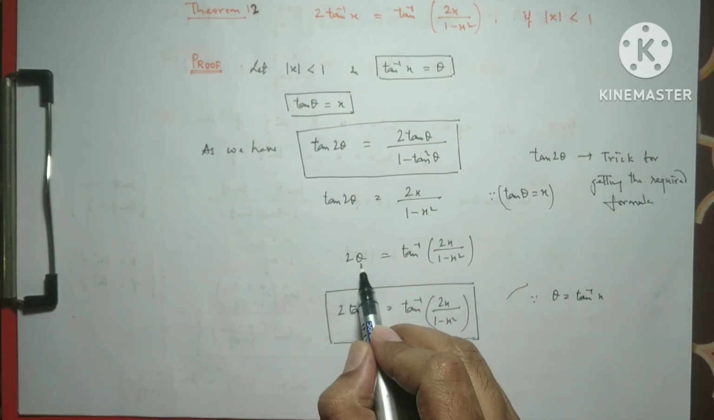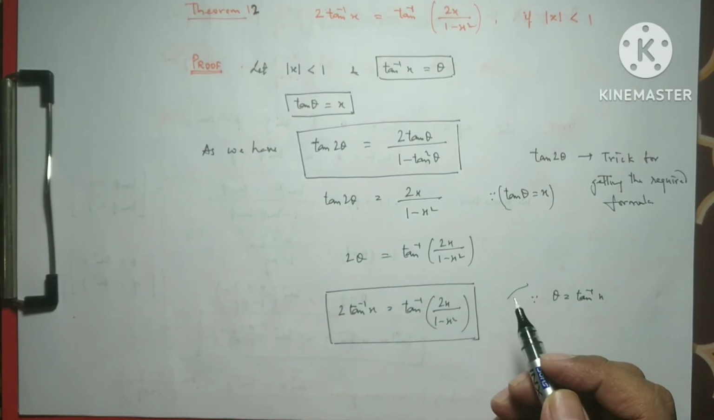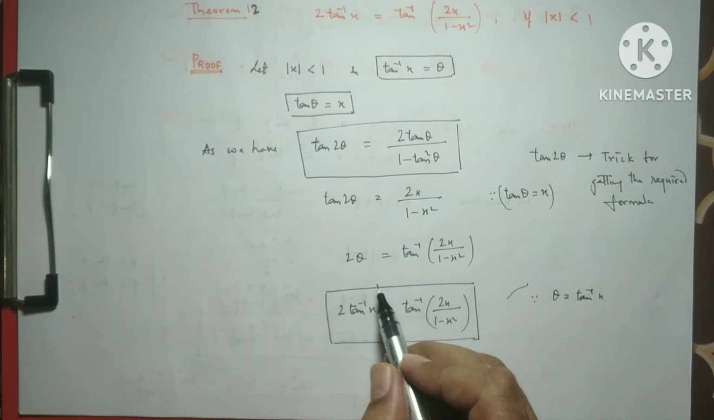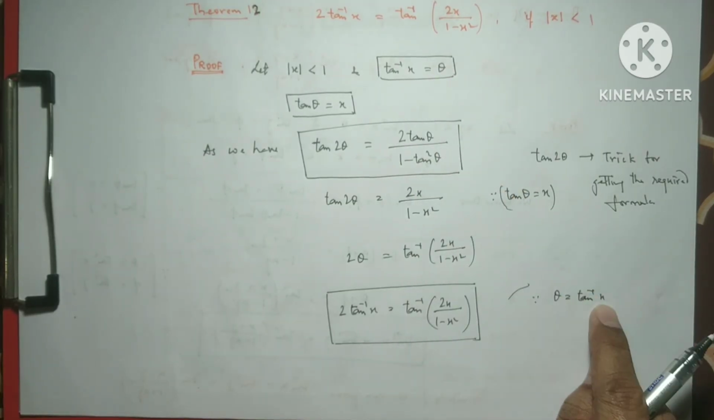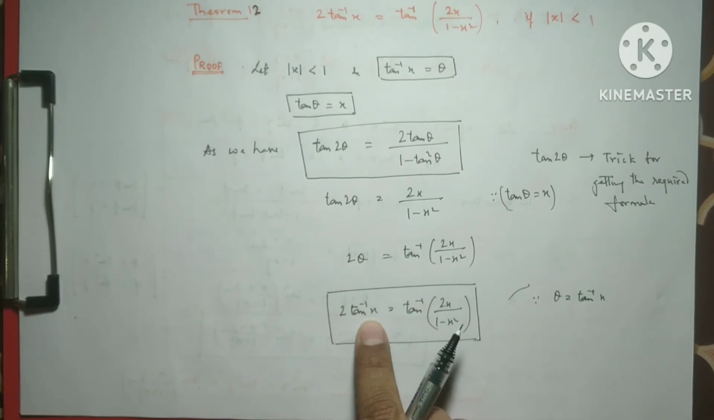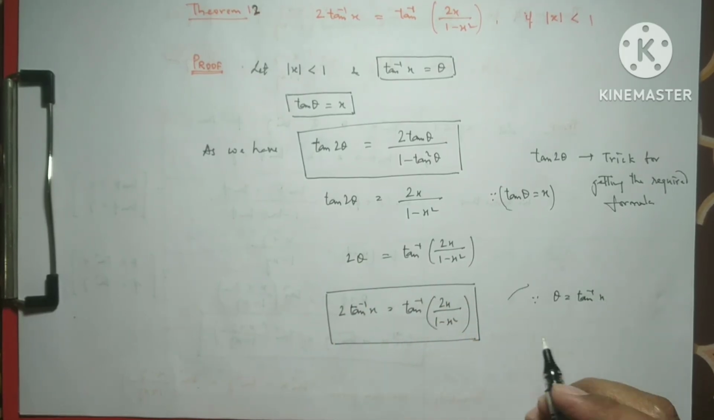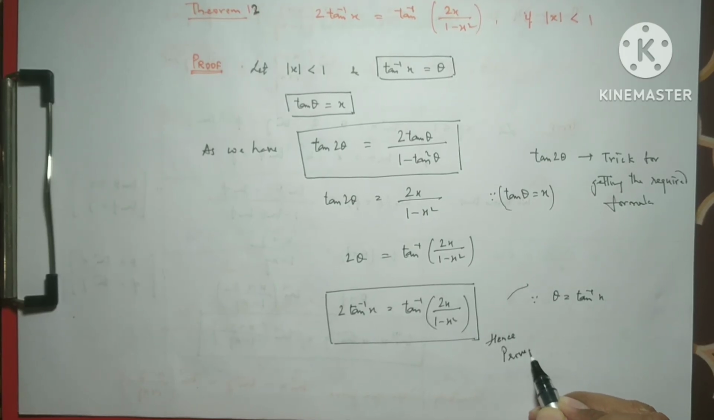It means 2 theta equals tan inverse of 2x over 1 minus x square, and as our assumption theta is tan inverse x, we put it on the left-hand side. In place of theta we get 2 tan inverse x equals tan inverse of 2x over 1 minus x square. So this is the required result, hence proved.